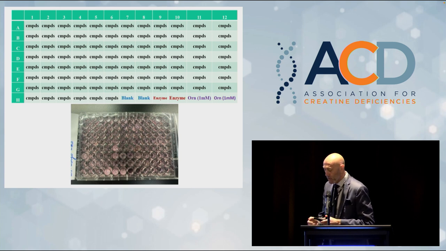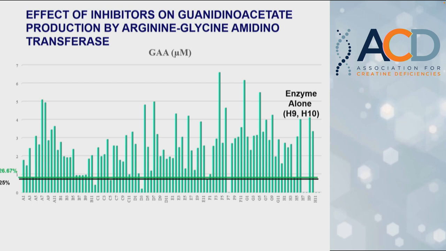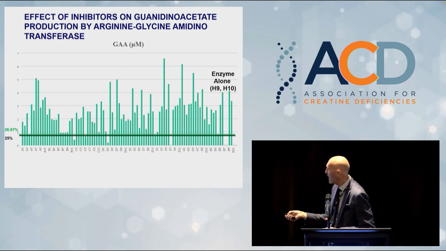The way that we did, we incubated compounds with the enzyme, ornithine and glycine, arginine and glycine, in 96-well plates, including positive and negative controls. And what we obtained is that some enzymes were able to decrease the synthesis of guanidino acetate. This is just guanidino acetate in micromolar, and you can see that when you have no bar, basically, that's a good inhibitor. And when you have a high bar, it is a bad inhibitor.